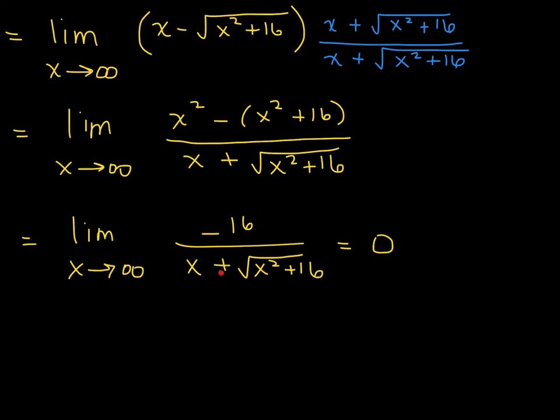I could have also divided every term in the numerator and denominator by the largest power of the variable in the denominator, which is x, not x squared, because the square root of x squared is x. So the largest power is x. If I would have divided every single term by x, then I would have gotten 0 as well. So that's just another way I could have done it. All right, beautiful. Good job.